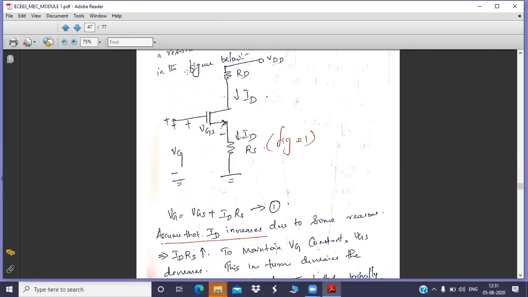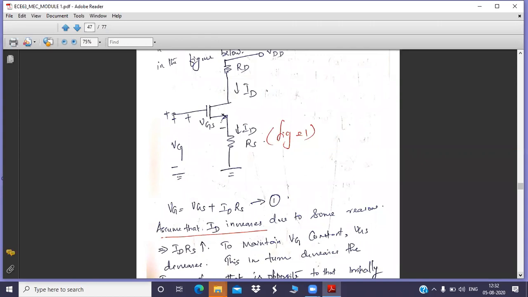Because of change in drain current, ID, isn't it? ID is going to change because of the temperature variation, because of the device replacement, all that case. But here we can't say that ID will not change. Somehow ID is going to change, but that change should not reflect in our Q point. Means an attempt to change in ID, this particular circuit is going to suppress that change.